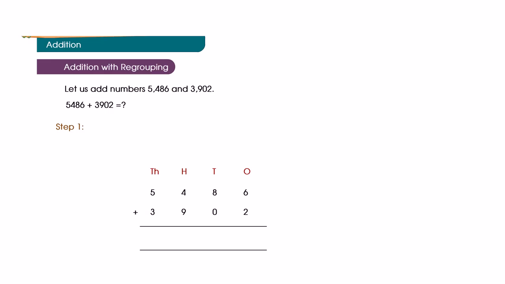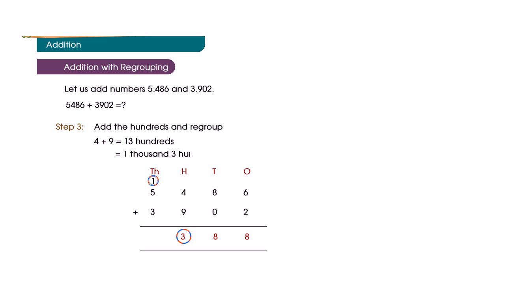Step 1. Add the ones. 6 plus 2 is equal to 8 ones. Step 2. Add the tens. 8 plus 0 is equal to 8 tens. Step 3. Add the hundreds and regroup. 4 plus 9 is equal to 13 hundreds, which is equal to 1300.